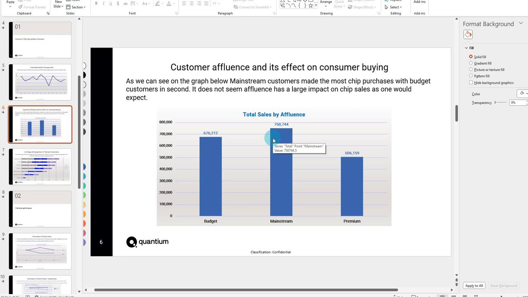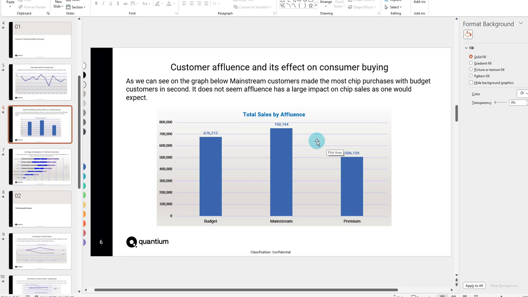This is based on the total, so the customer affluence and its effect on consumer buying. Slide on that. It doesn't seem like there's much of an impact. But mainstream customers made the most chip purchases, and budget customers came in second. Affluence doesn't seem to impact it hugely. They're all roughly around the same spend amount, and average quantity purchased per customer around the same. Brands that they prefer are around the same.